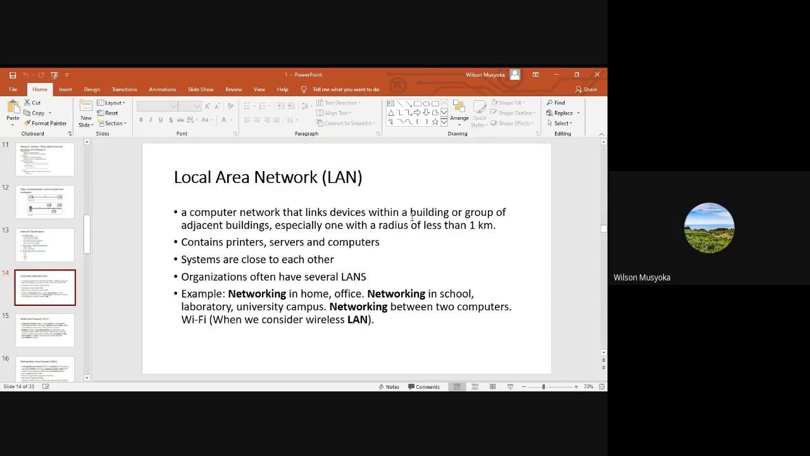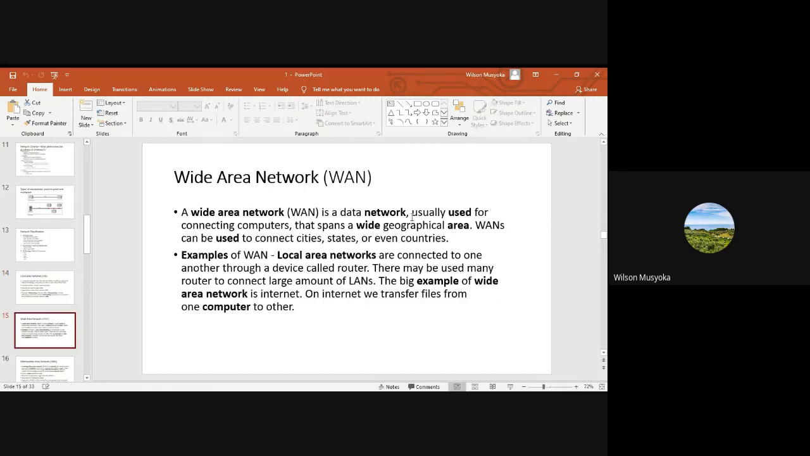When it comes to a wide area network, this one covers a wide geographic area where we are connecting cities, states, countries, or global connectivity. Here we normally use the internet as an example of a wide area network, because the internet is the global connectivity of all the devices across the network. So that is what it means.